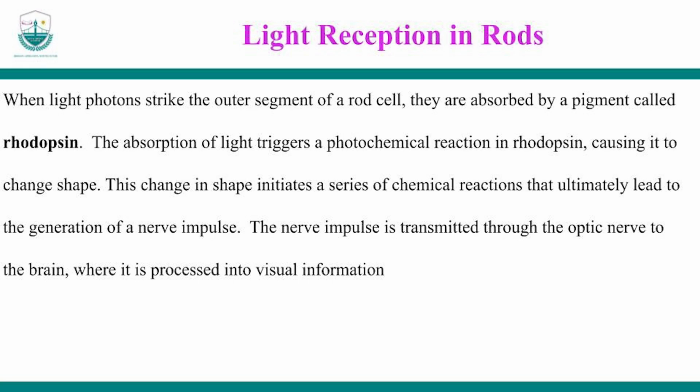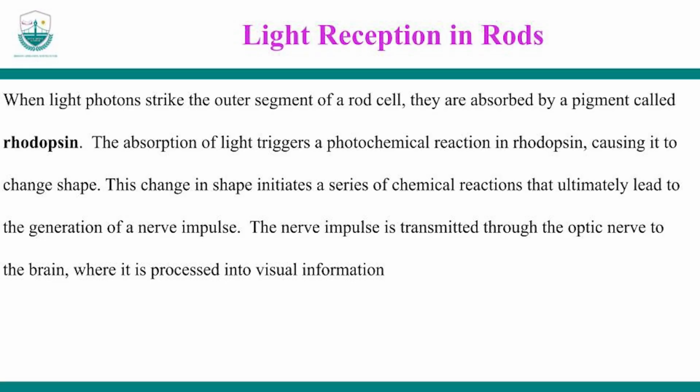Now, what happens when there is light? When we have light, the light will strike the outer segment of the rod. That's where the light will strike, because remember, the outer segment is what lies towards the surface of the retina. So in that outer segment, that is where you have those membranes that contain the rhodopsin, which is the photosensitive pigment.